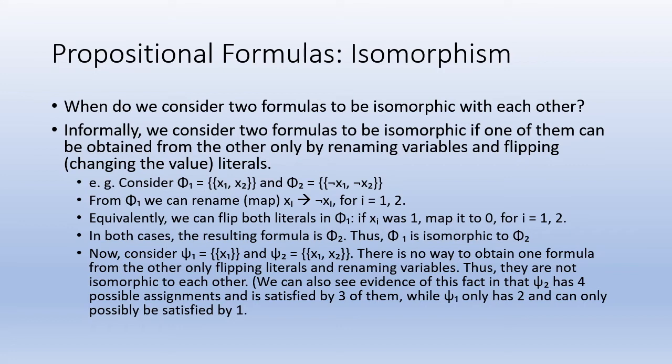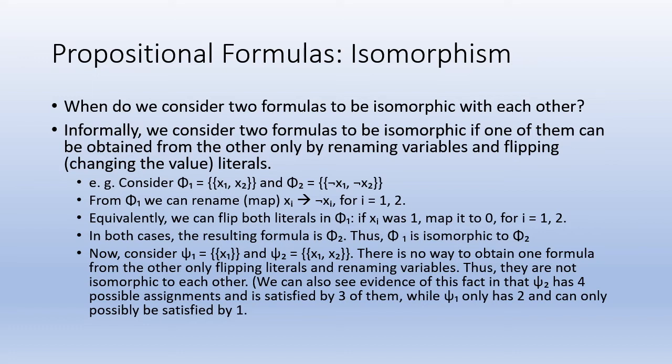Consider phi1 to be x1 or x2, and phi2 to be not x1 or not x2. From phi1, we can map xi to not xi for i equals 1 and 2. Equivalently, we can flip both literals in phi1. If xi was 1, map it to 0, and conversely, for i equals 1 and 2. In both cases, the resulting formula is indeed phi2. Thus, phi1 is isomorphic to phi2.